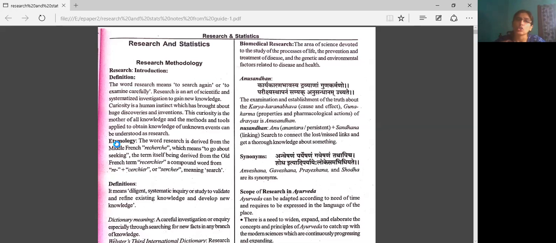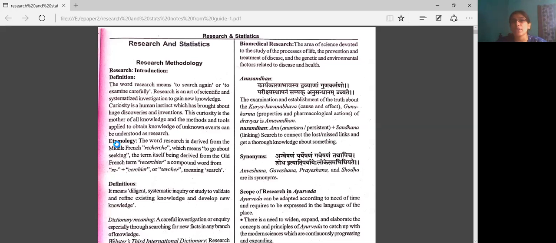Curiosity is a human instinct which has brought about huge discoveries and inventions. This curiosity is the mother of all knowledge, and the methods and tools applied to obtain knowledge of unknown events can be understood as research.